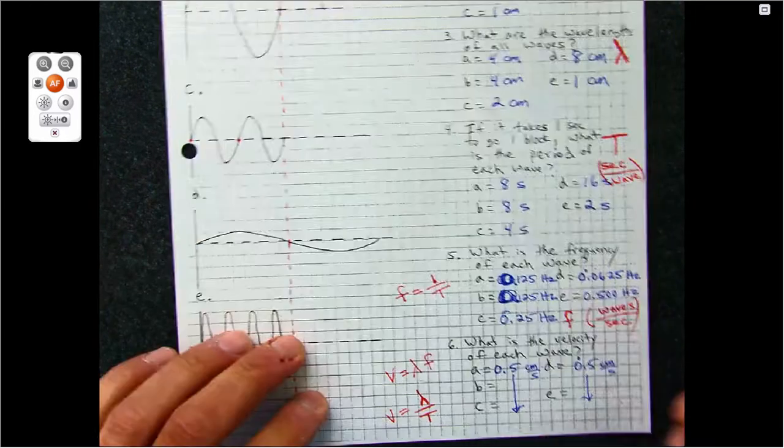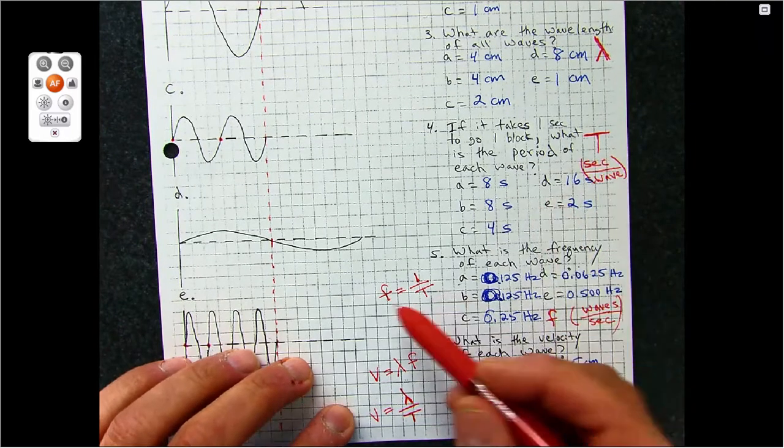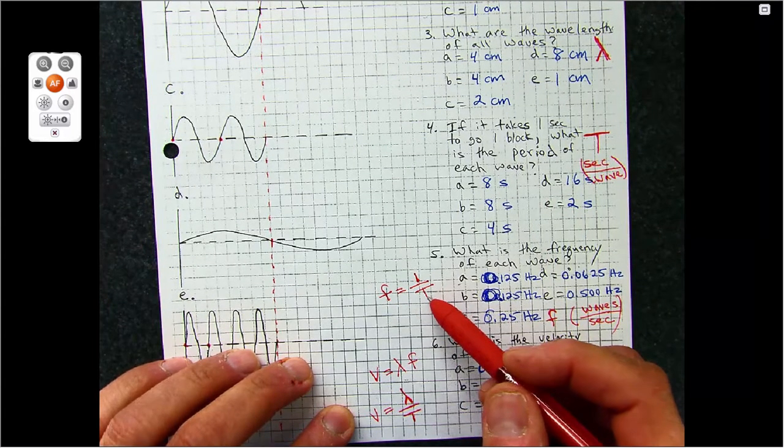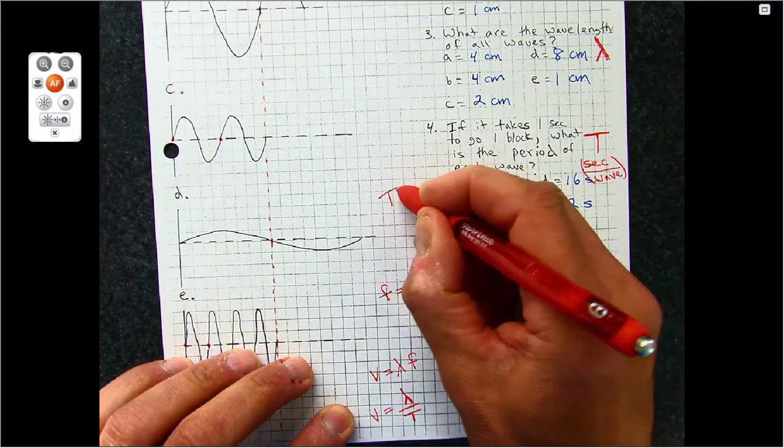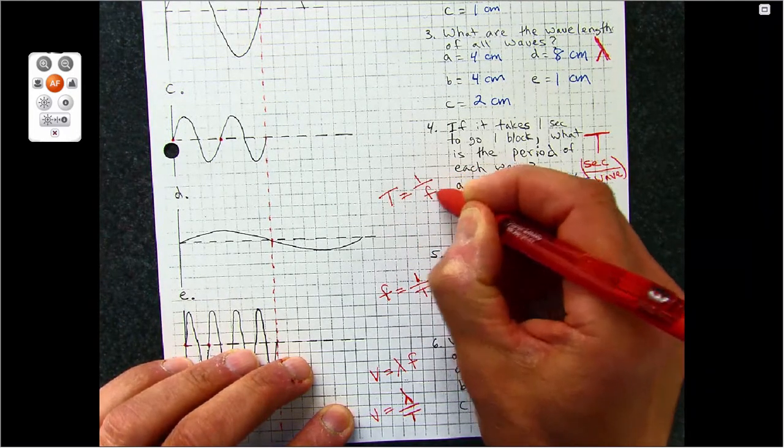So I should also point that out. If my frequency is 1 over my period, then my period is equal to 1 over the frequency. They're reciprocals of each other.